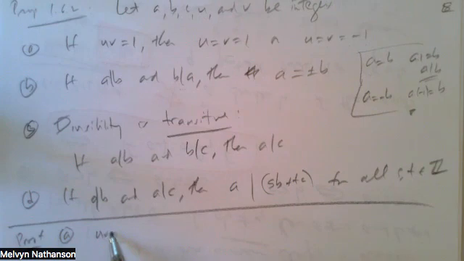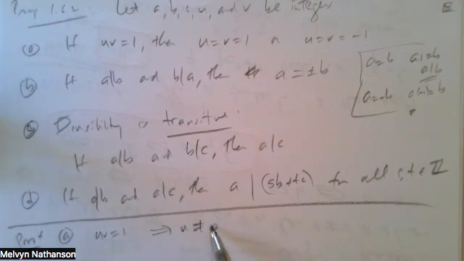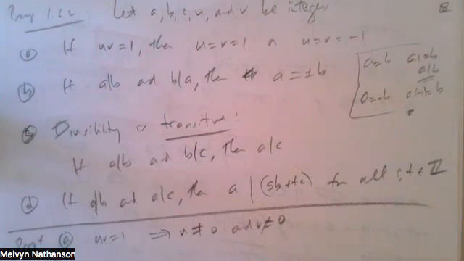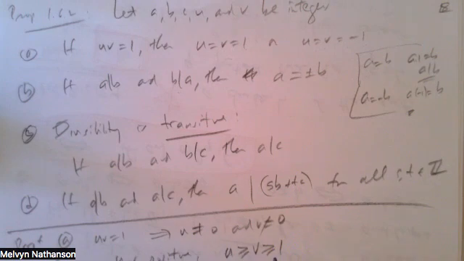So suppose U times V equals 1. If the product of two integers is not 0, then U is different from 0 and V is different from 0. Otherwise, the product would be 0. So suppose, first of all, that U and V are positive. So let's say U is greater than or equal to V. They're all greater than or equal to 1 because they're positive.